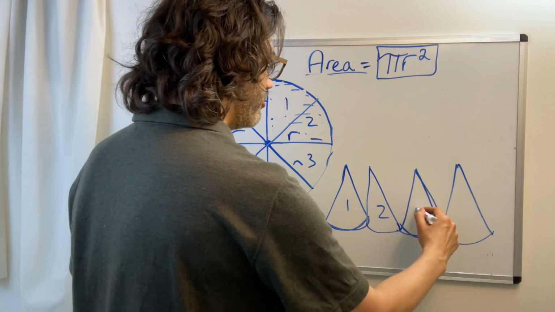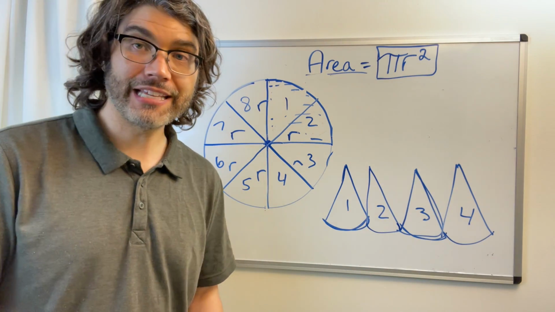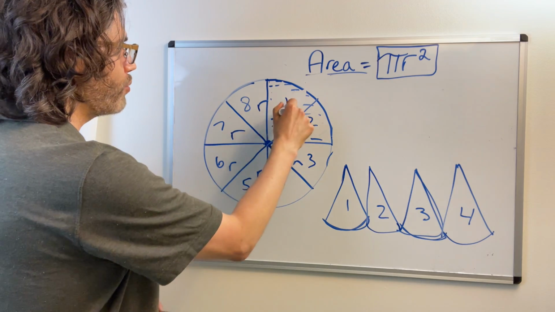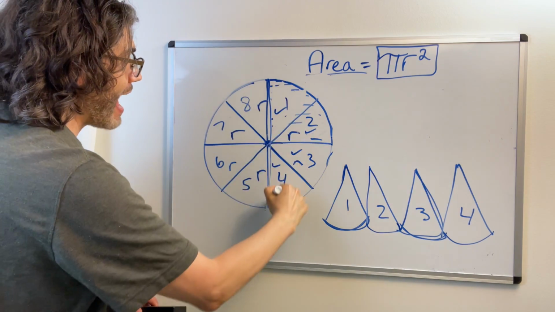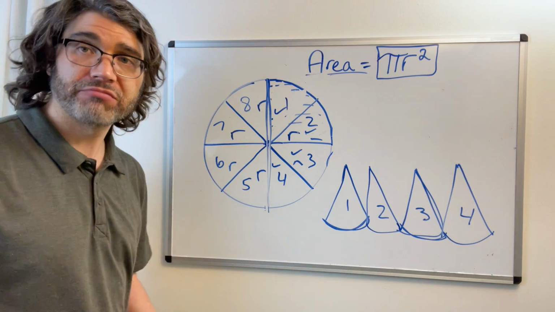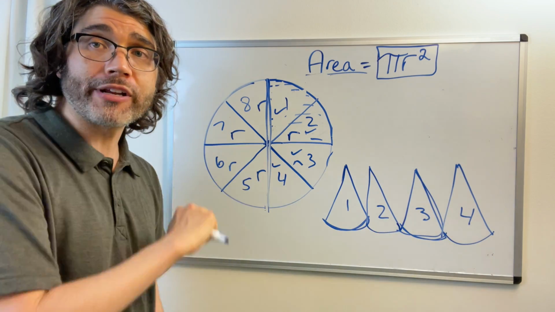Okay, 1, 2, 3, 4. I'm running out of room. That's not good. So this is what I'm gonna do. Because I'm running out of room, I've gotten 1, 2, 3, 4. So I've gotten half. I've gotten exactly half the circle area represented over here. Not bad.